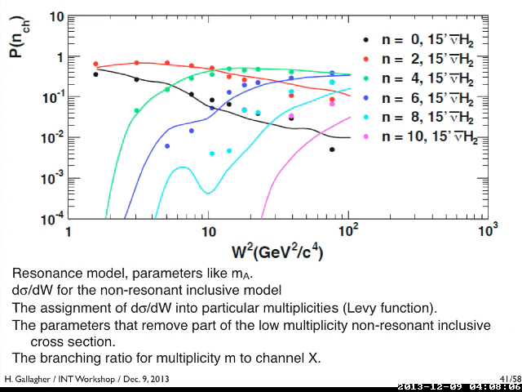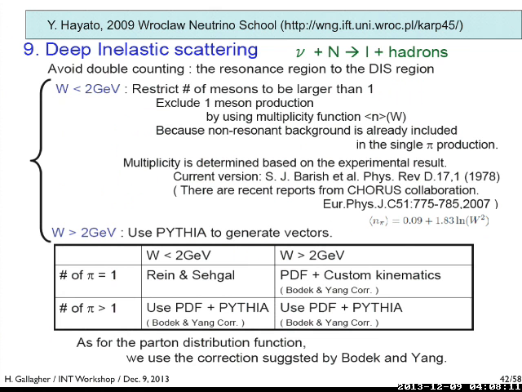Okay. The approach that I described is rather similar, at least in spirit, to what is in NEUT, where there are similar kinds of parametrizations for the overall charged particle multiplicities, and they try to treat explicitly the forward and backward hemisphere differences that are seen in the charged particle multiplicities.